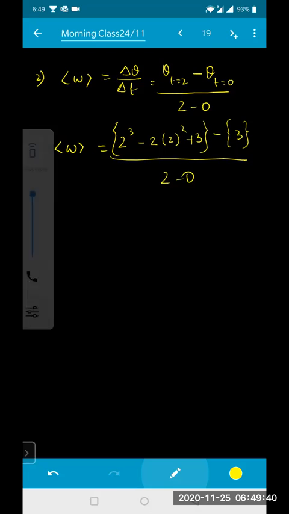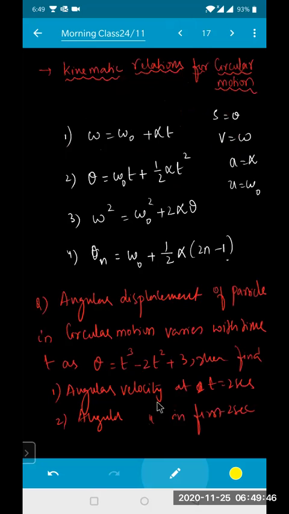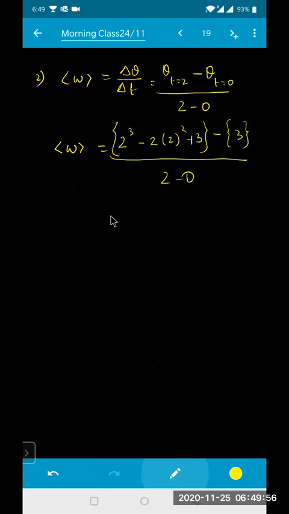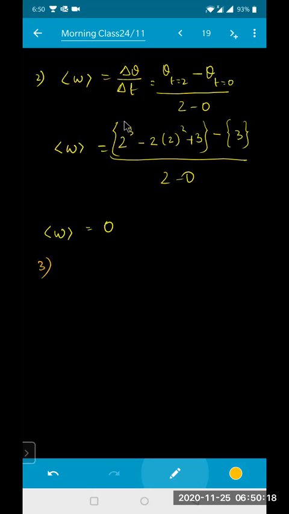So theta at 2 is 2 cube minus 2 into 2 square plus 3, and theta at 0 is 0 cube minus 2 into 0 square plus 3. That value I have written here, divided by 2 minus 0. So how much am I getting? 8 minus 8 is 0, and 3 minus 3 is 0. So the average angular velocity in the first 2 seconds is 0. Clear? Next question.